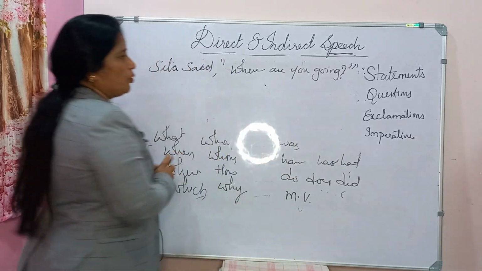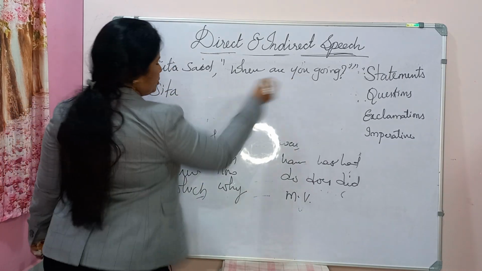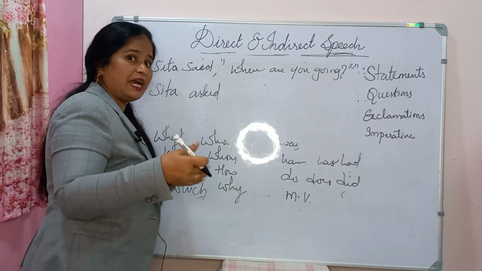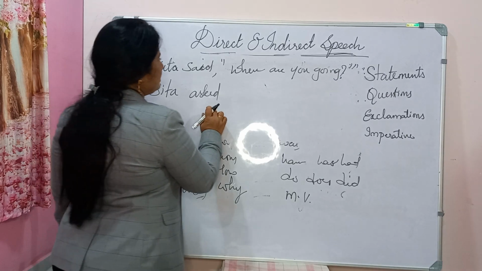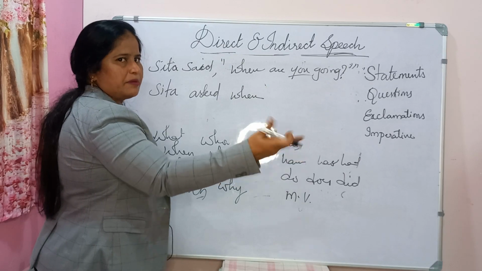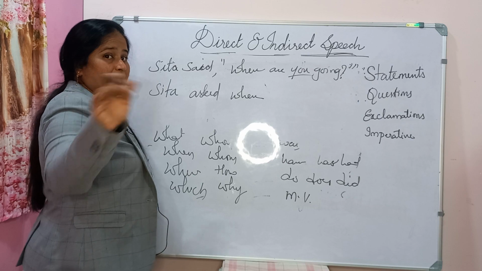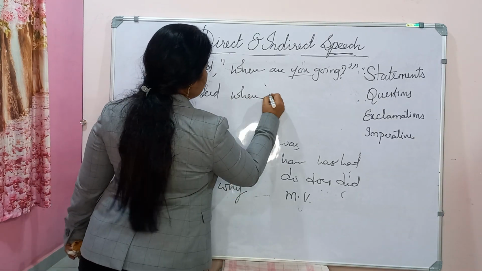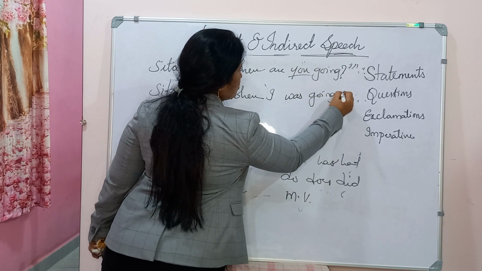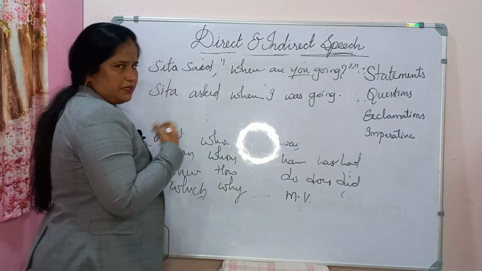Now, "Where are you going?" Sita questioned, or asked. Here the conjunction that need not be used. Sita asked where. "You" is the listener. Maybe she might have asked me directly or somebody else, so depending on that we will know. So she asked where I was going. So if she is asking me, "you" becomes "I". If it is me, it is I.